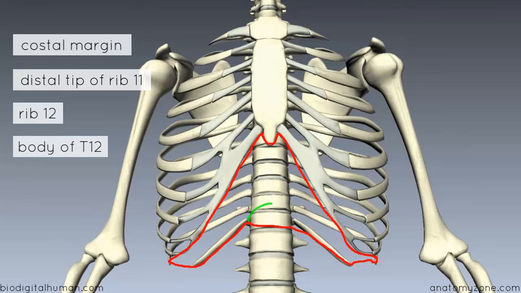So you've got the body of the 12th thoracic vertebra at the back, and then posteriorly and laterally you've got the whole of rib 12 and the distal part of rib 11, so the end of rib 11, and then you've got the costal margin formed by these costal cartilages anteriorly and laterally, and then right anteriorly you've got the xiphoid process.